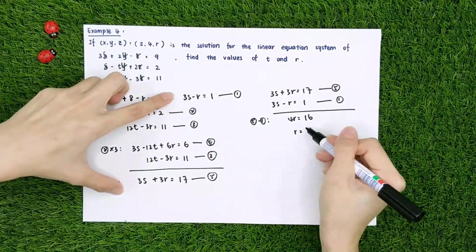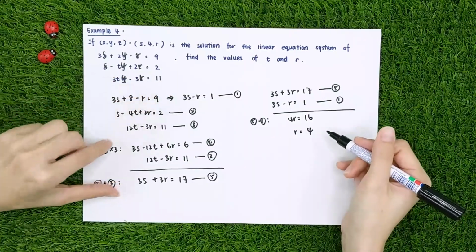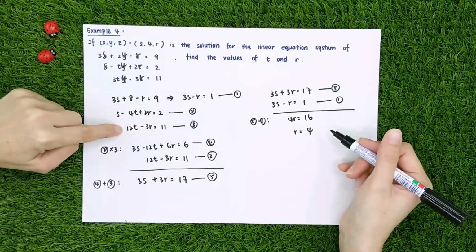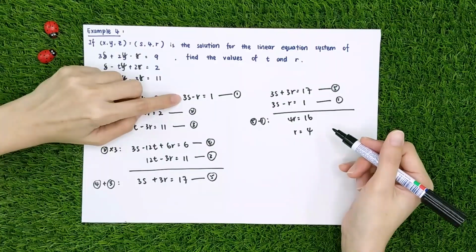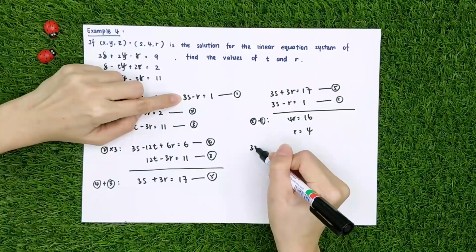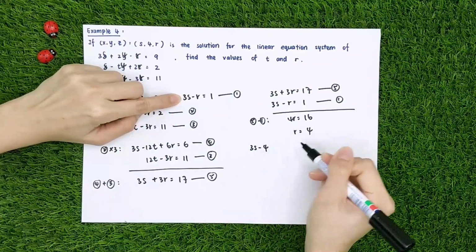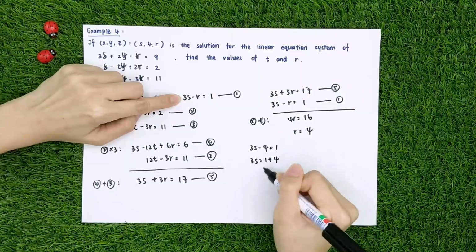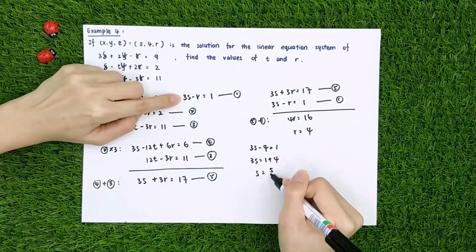After I get my value r, I can substitute in either equation 1 or equation 2 to get my value s and t. Okay, so let me find the answer for s. 3s minus r, which is equals to 4, equals to 1. 3s equals to 1 plus 4. S equals to 5 over 3.